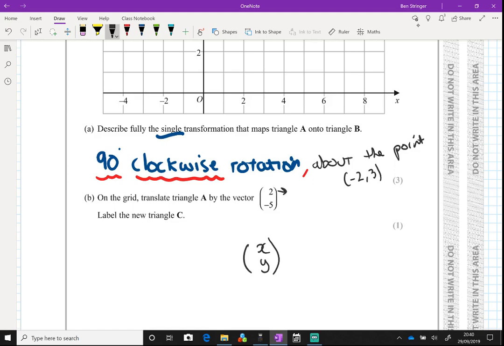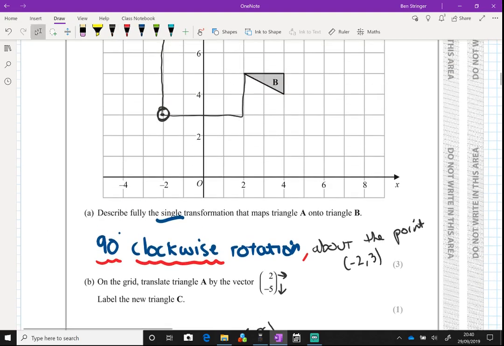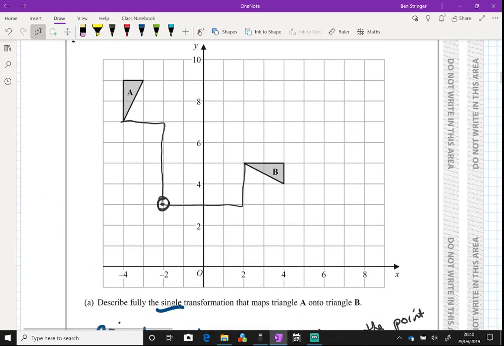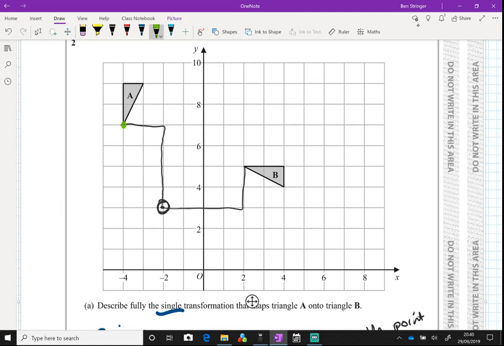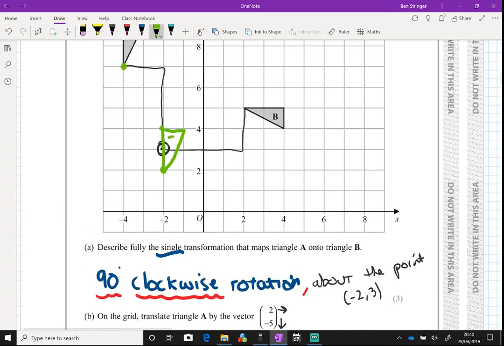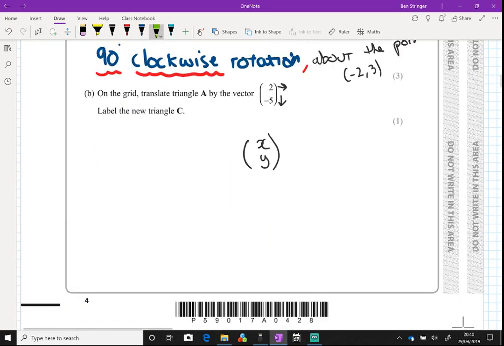For the y here, this is a negative value. On the y-axis, the negatives are down the axis, going downwards. So therefore, I need to move it down 5 units. So just quite simply, pick a corner, any corner. I'm going to go for this one here. I'm going to move it along 1, 2, and then I'm going to come down 1, 2, 3, 4, 5. And that is triangle C. An easy mark to be gained there.